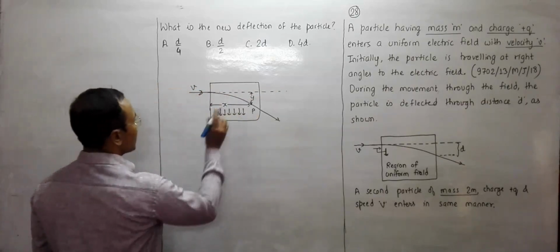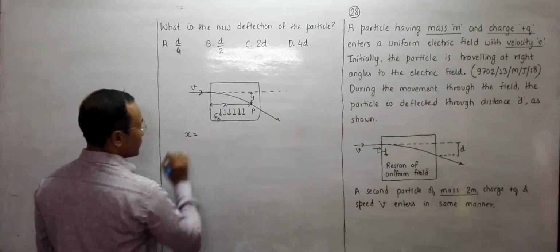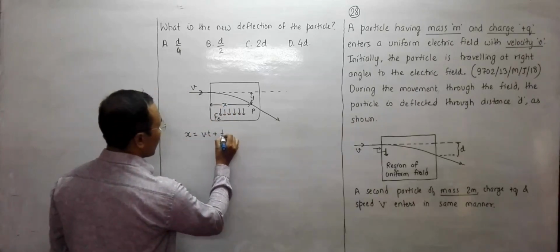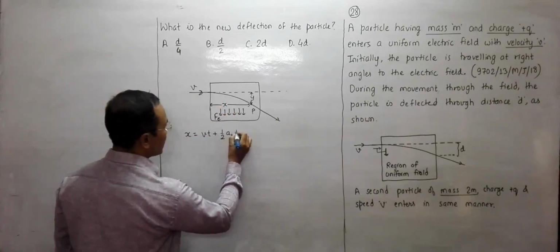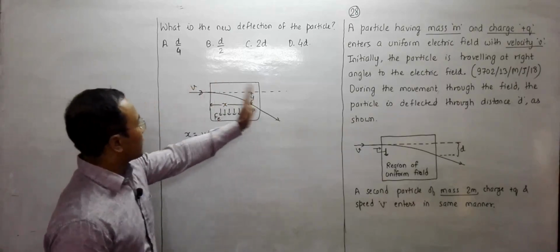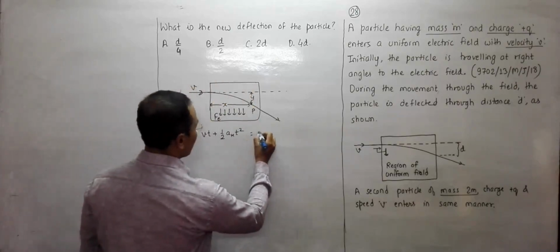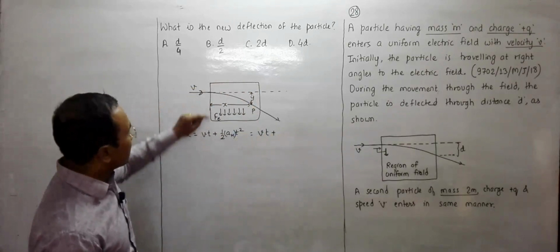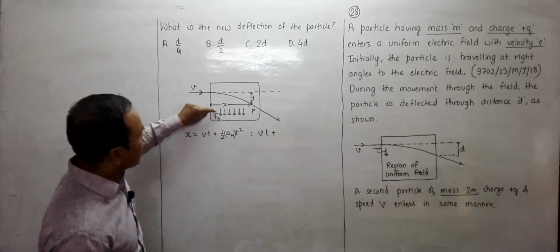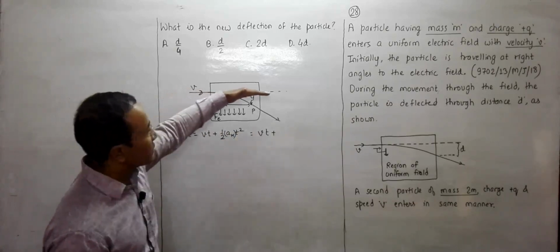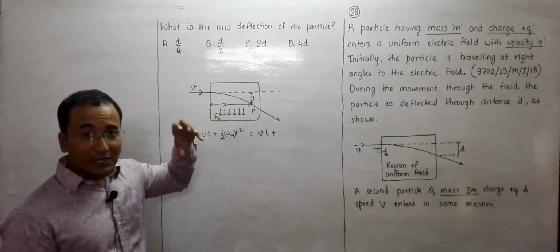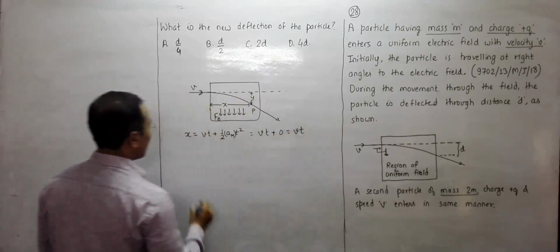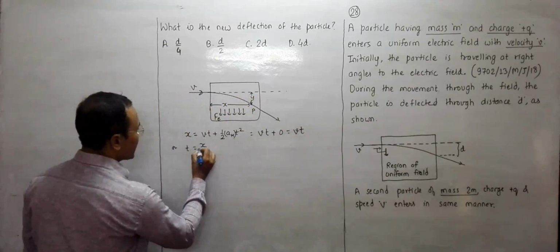So the displacement x will be equal to v into t plus 1/2 horizontal acceleration into t square. This will be equal to vt plus 0, because since the force is vertical, there cannot be any force here, and so the acceleration in that direction is also 0. So x is simply vt, which gives us t equal to x by v, equation 1.